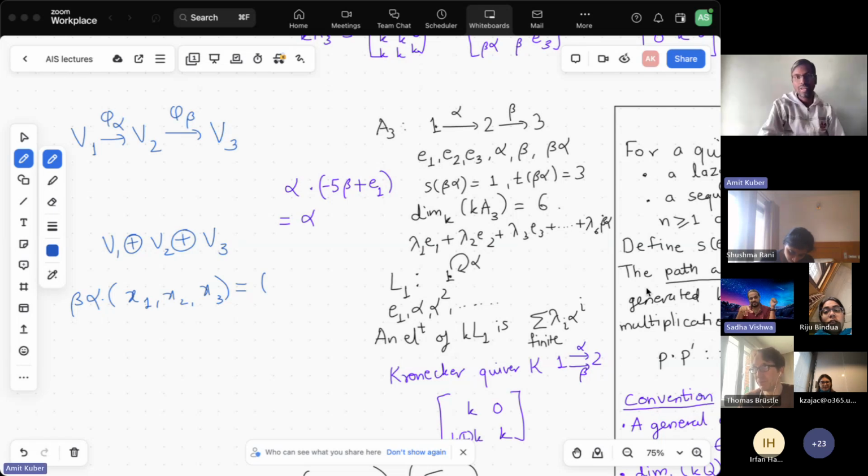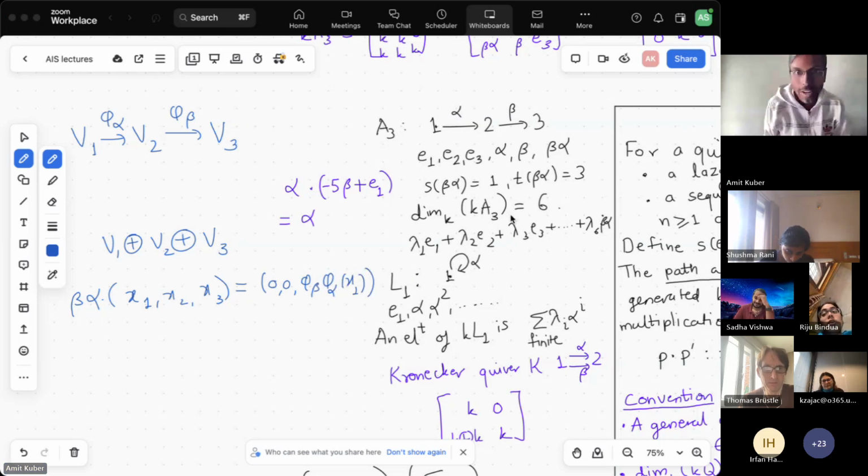Where is the first slot? We are acting it on a tuple, right? So that's why I'm doing this exercise. See, what is the target of beta? 3. So therefore, we will land inside V3 by acting. So it will be 0, 0, phi beta phi alpha acting on x1. Do you agree? Okay.